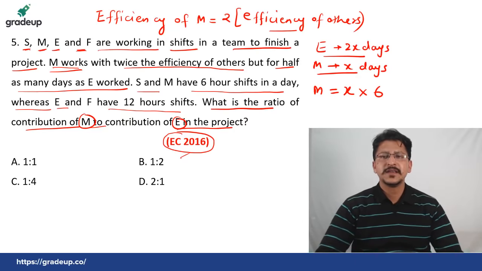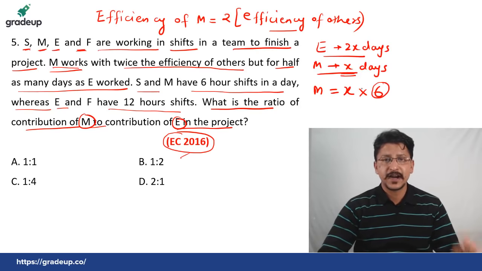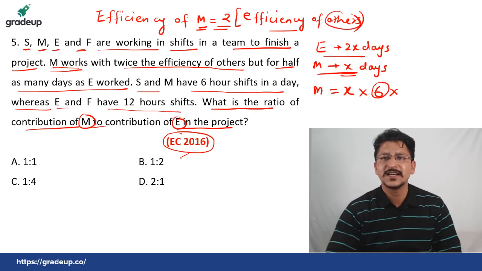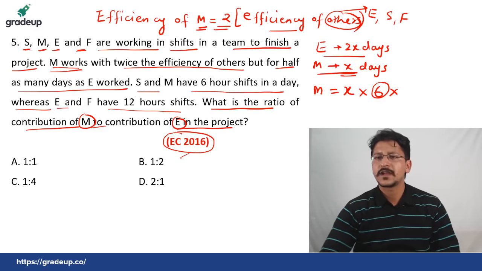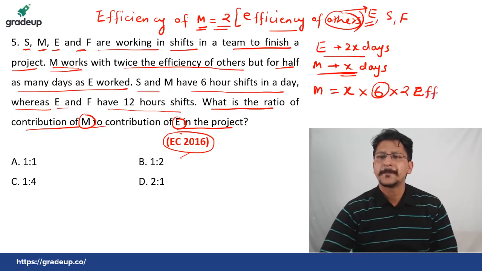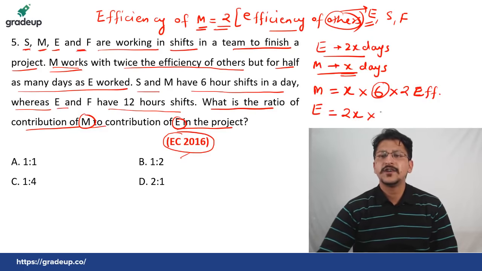M works x is the number of days. This is the number of hours per day shift. And it works with twice the efficiency of others. So in these others, E is also included. This is saying about E, S and F. So let us say its efficiency is 2E. For E, it works for 2x days, then it works 12 hours per day, but its efficiency is E.